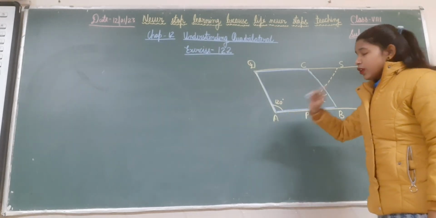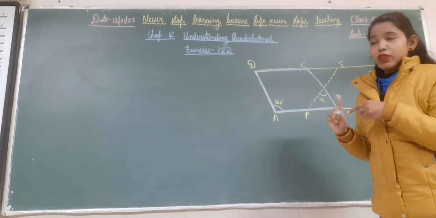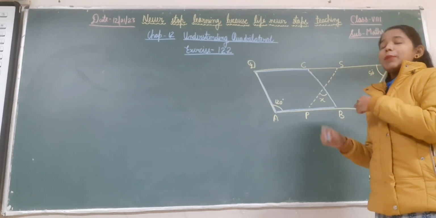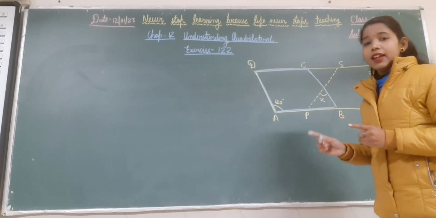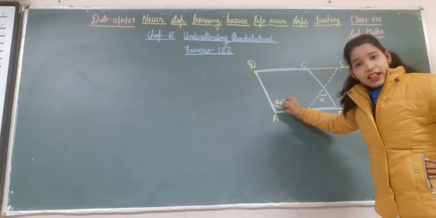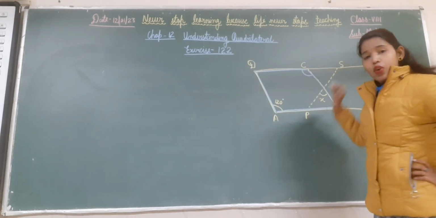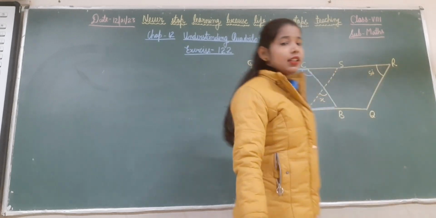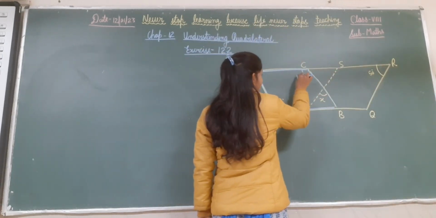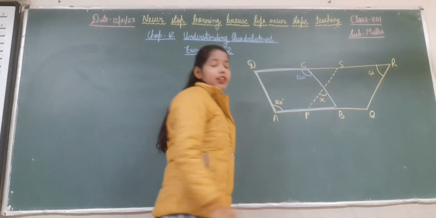So class, we all know that the opposite sides of the parallelogram and opposite angles of the parallelogram are equal, right? So if this angle is 120, that means the angle C will also be 120 degree. So angle C is of 120 degree.